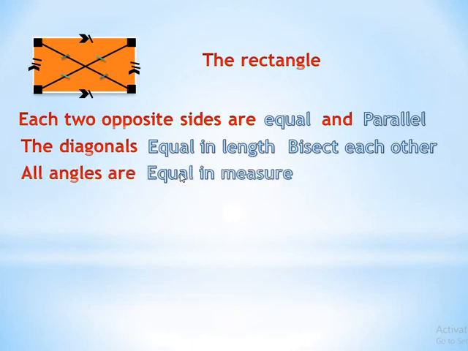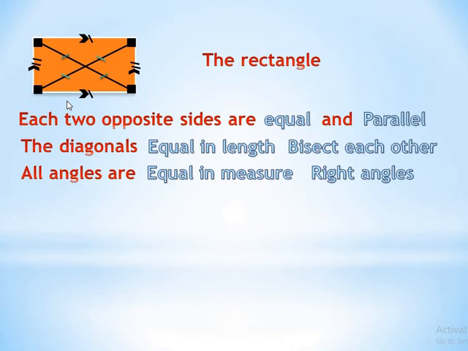What about the angles? The angles are equal in measure, 90 degrees, right angles. All angles are right angles. So can we say that the rectangle is a parallelogram in which one of its angles is a right angle? Why? Because if one of them is a right angle, the rest will be right angles.